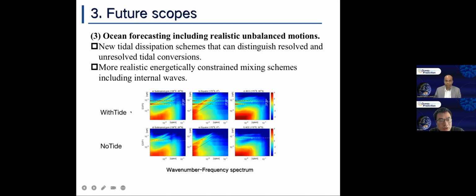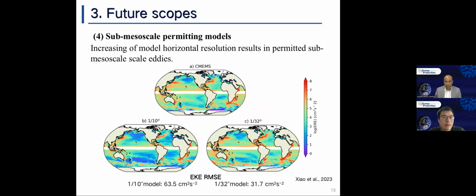This figure shows that in the models with explicit tide, the initial gravity wave spectrum energy is significantly enhanced, and our ocean forecasting in the future should include these realistic unbalanced motions. And the fourth point is that as the computing power of our modern high performance computing centers is increasing, the model horizontal resolution is increasing at the same time. So for our next generation ocean model, we might have the capability to resolve or at least permit the submesoscale motions.